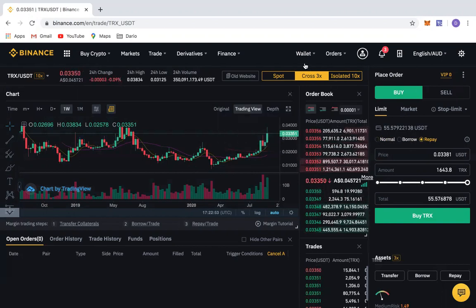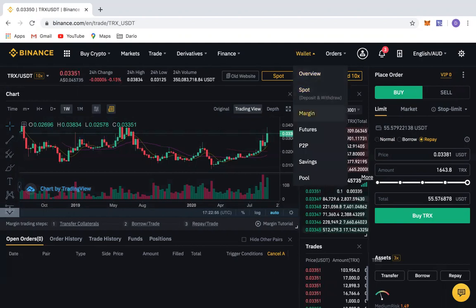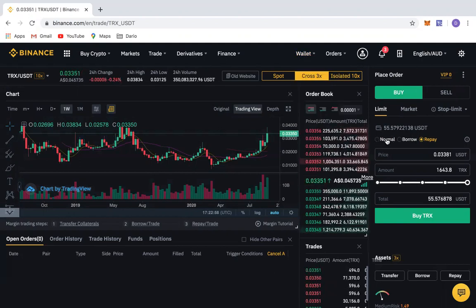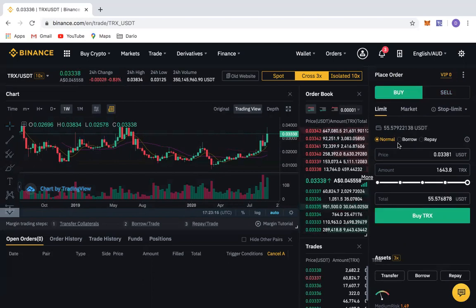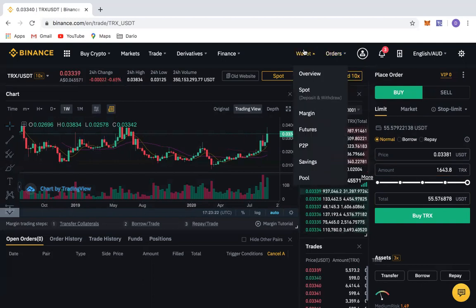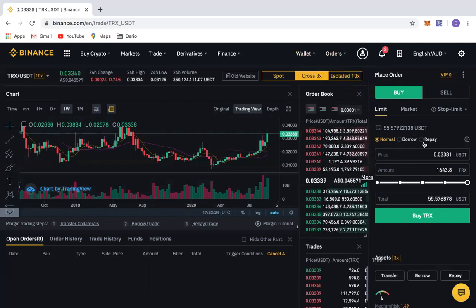So I hope that makes sense. I'm going to go over it briefly again. I already borrowed 3 times the amount of my account in TRX. I've come into the trade, I've clicked normal, and I've sold it into US dollars. So I have 3 times the amount now in US dollars. When the price drops, I'm going to click buy, click normal, and buy back into TRX, and I'm going to go into wallet margin to repay, or I'm going to click repay and buy into TRX, and it's automatically going to repay.